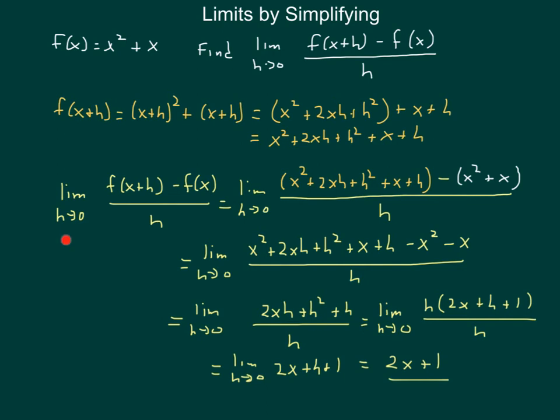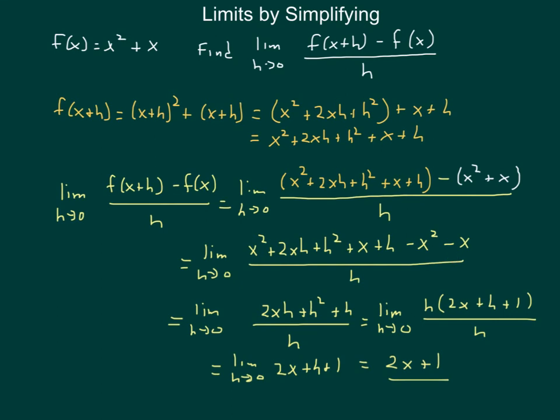So I have the limit as h approaches 0 of f of x plus h minus f of x over h. That's going to equal the limit as h approaches 0 of the f of x plus h that we found here, minus f of x, which we know of as x squared plus x. And so I do just distribute that negative sign in there. So this is going to equal the limit as h approaches 0 of x squared plus 2xh plus h squared plus x plus h minus x squared minus x over h.